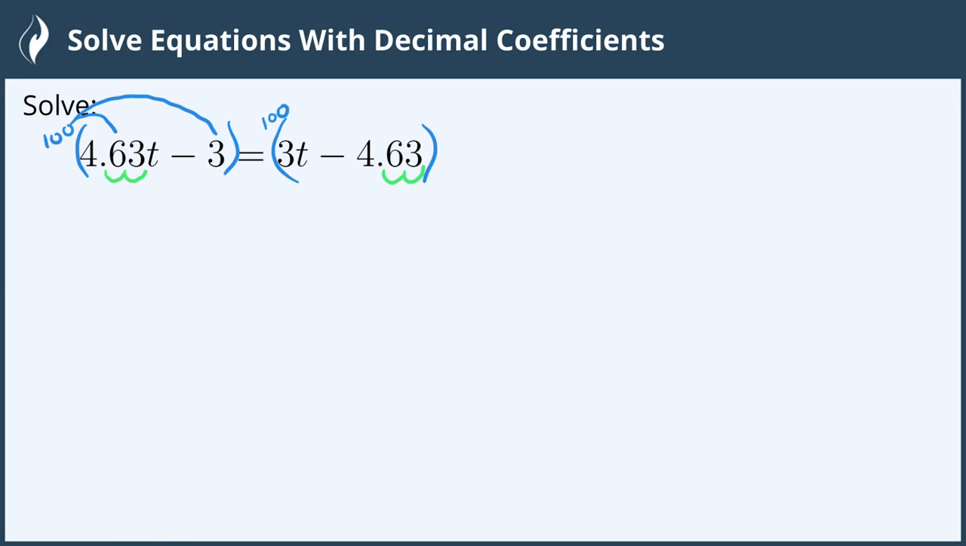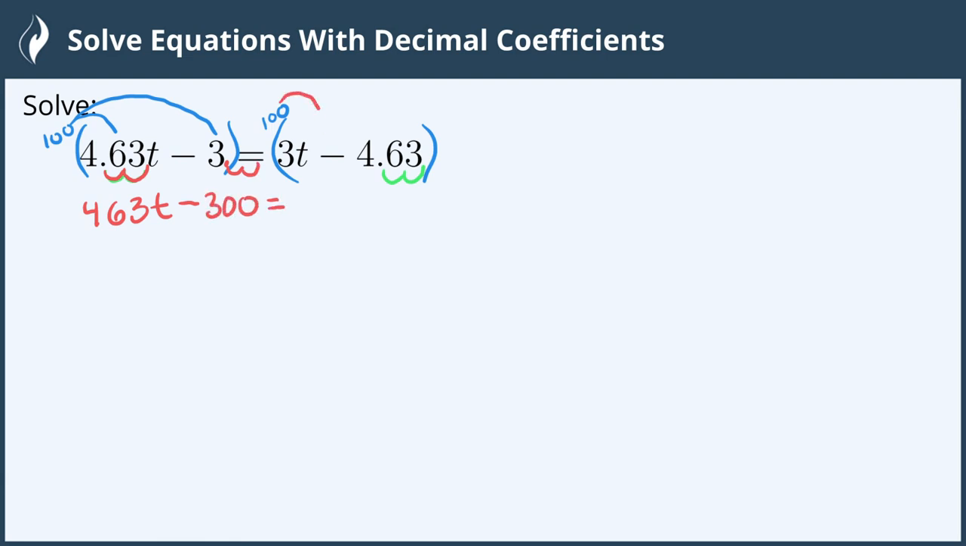When we multiply by a multiple of 10, we move the decimal place to the right the same amount of zeros as place values, and since we have 2 zeros, we move this 2 place values to the right, making this 463t. Again, we'll move the decimal with a 3 as well, and since the 3 doesn't have one, we can place it right at the end and move it 2 place values to the right, giving us 300.